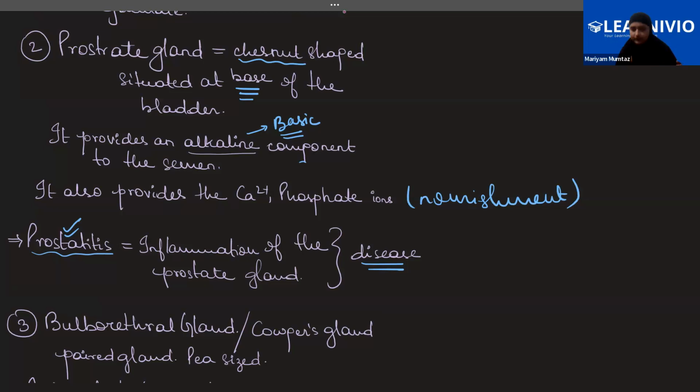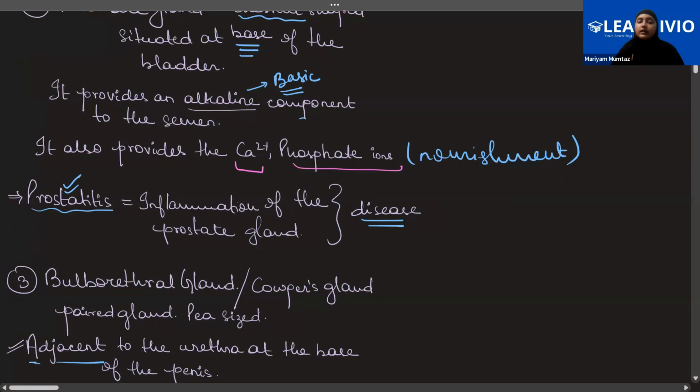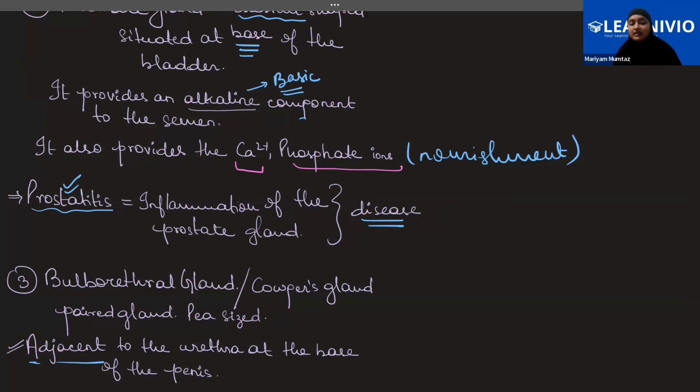More than 7. Very good. So it provides a basic pH to the semen. It also provides calcium ions and phosphate ions to the semen, again for nourishment purposes. Okay. Now, the inflammation of the prostate gland is known as prostatitis. Wherever you see the word ending in itis, always remember it for inflammation. Meningitis, right? Prostatitis, same way. Now, this is a disease. I've just written it as extra knowledge. It's not there in the NCERT.